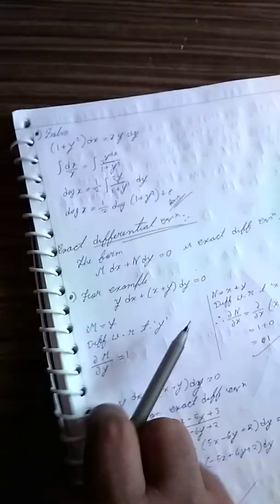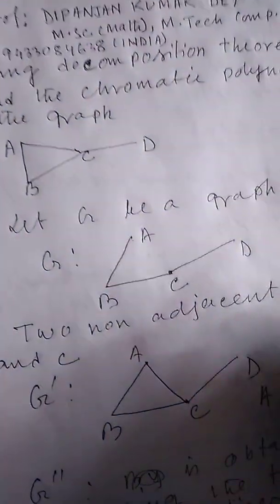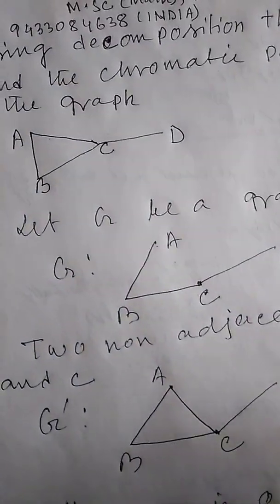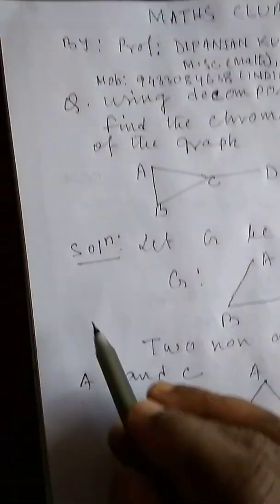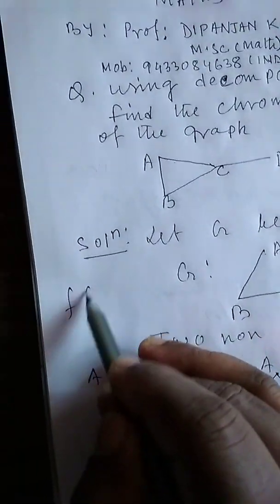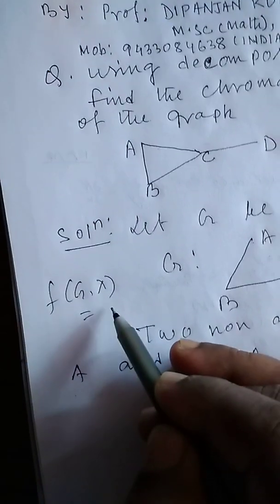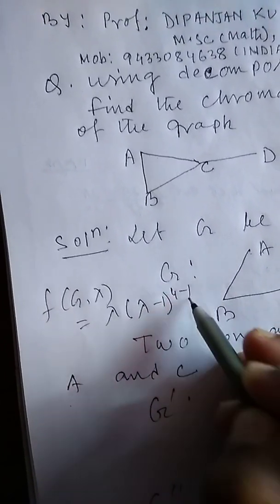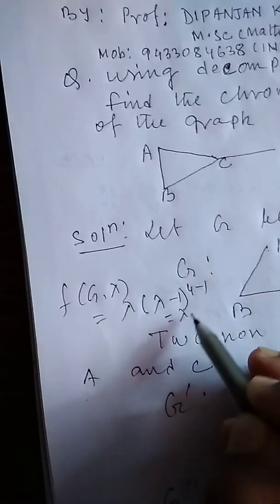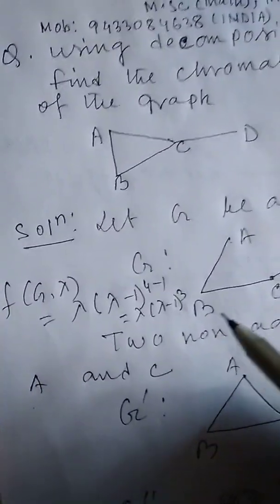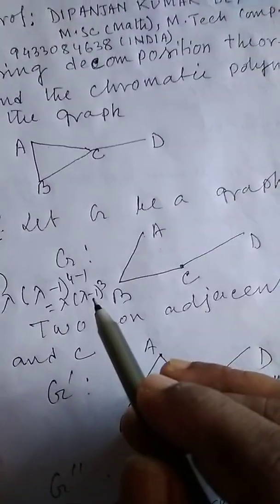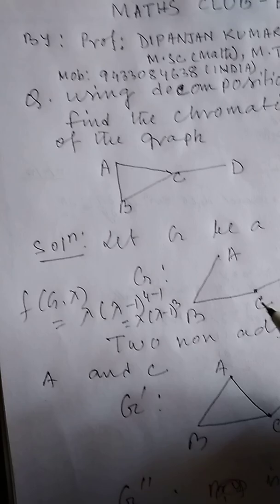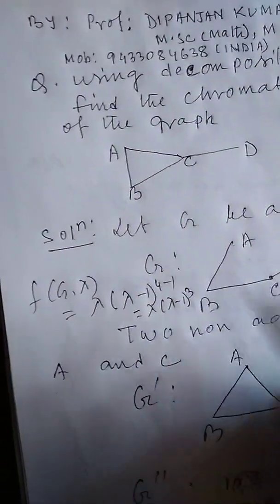Now you see, what is the chromatic polynomial of G? Because G is a tree, the chromatic polynomial of G, that is f of G lambda, is equal to lambda into lambda minus 1 to the power 4 minus 1, that comes lambda into lambda minus 1 to the power 3. Why is this the chromatic polynomial? We know the chromatic polynomial of a tree having n vertices is lambda into this formula. What is the formula?